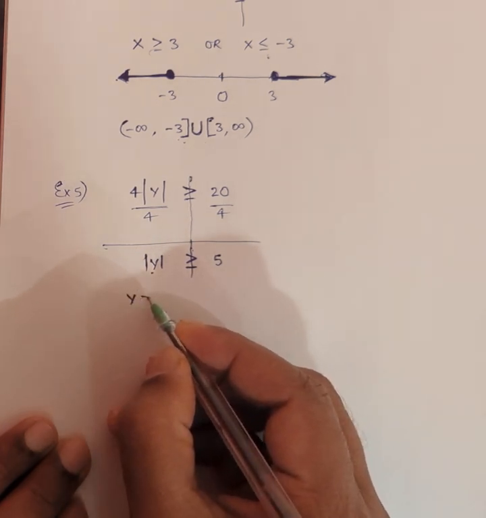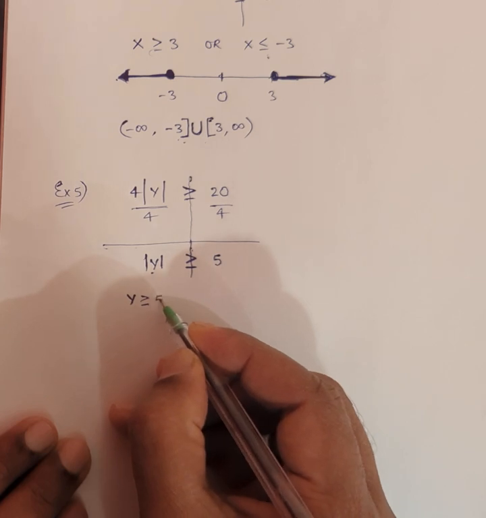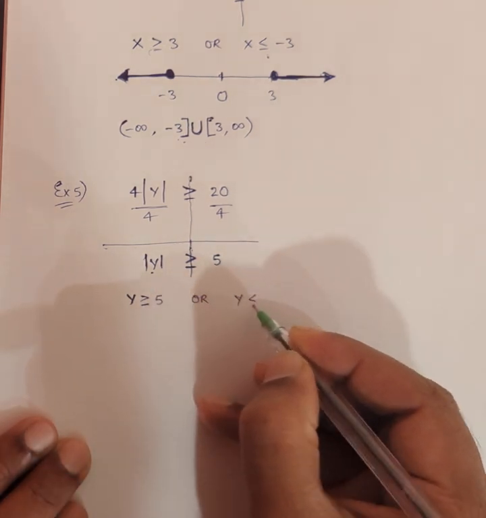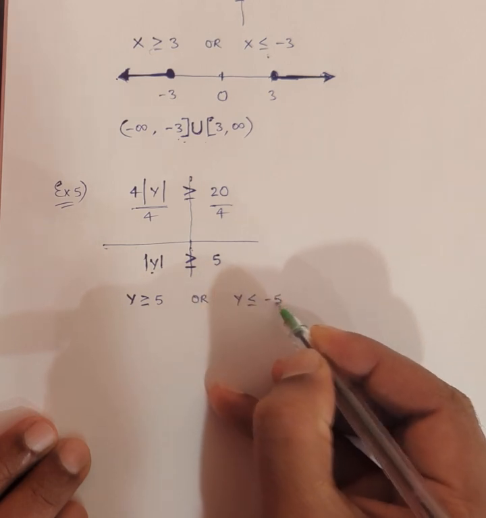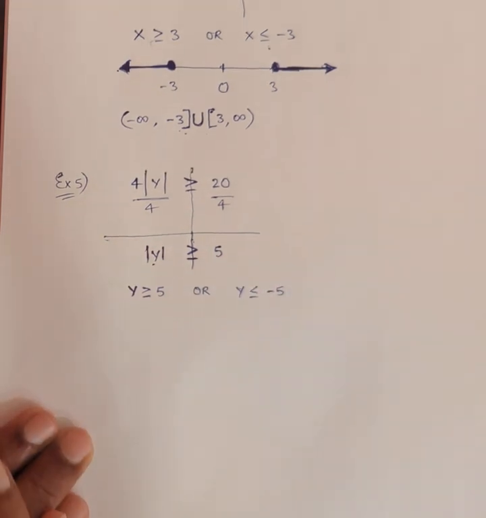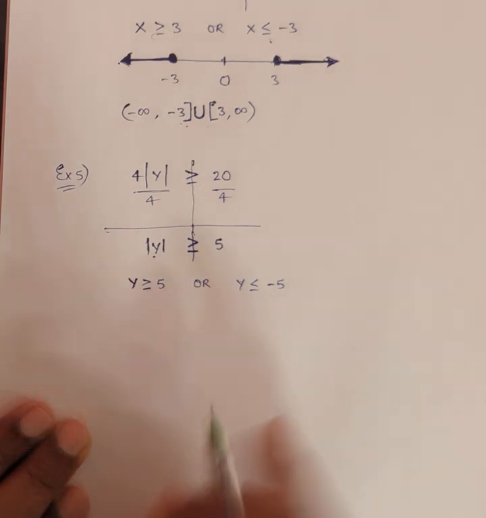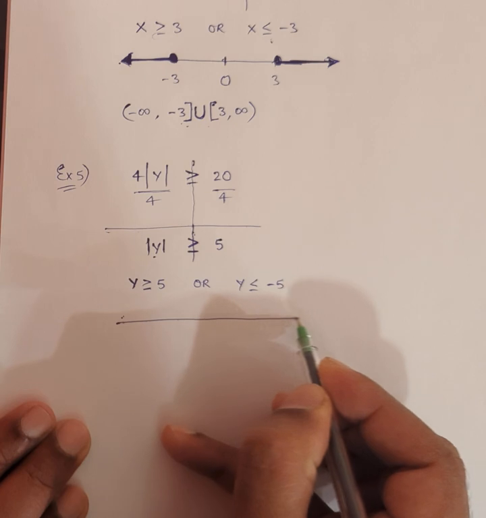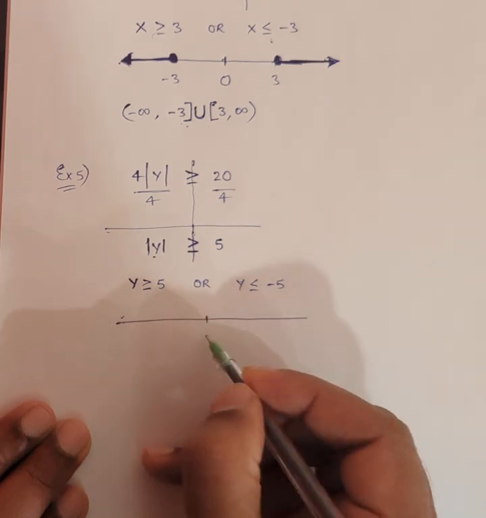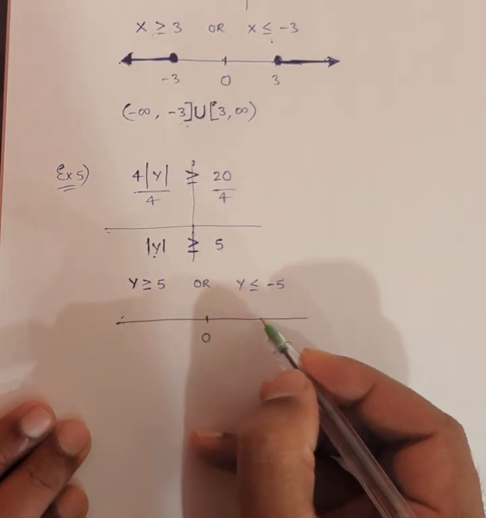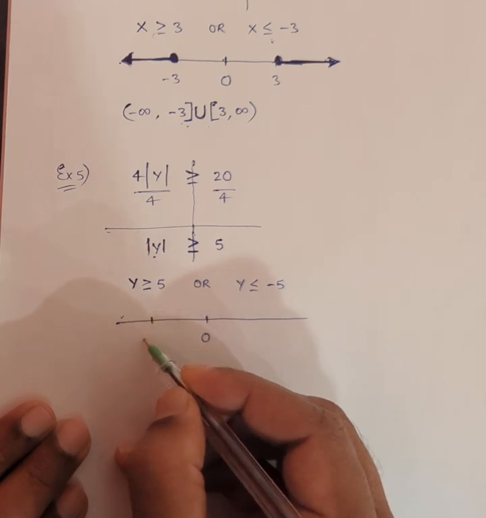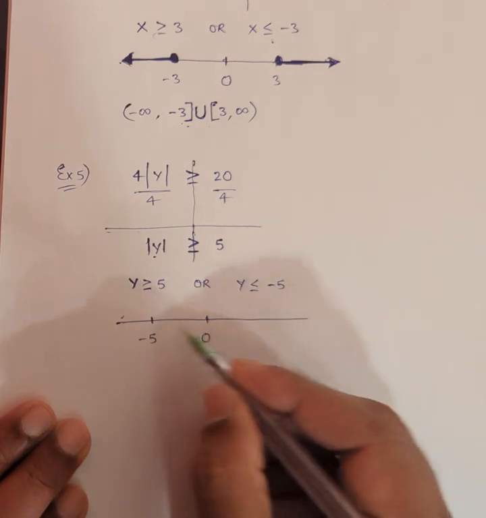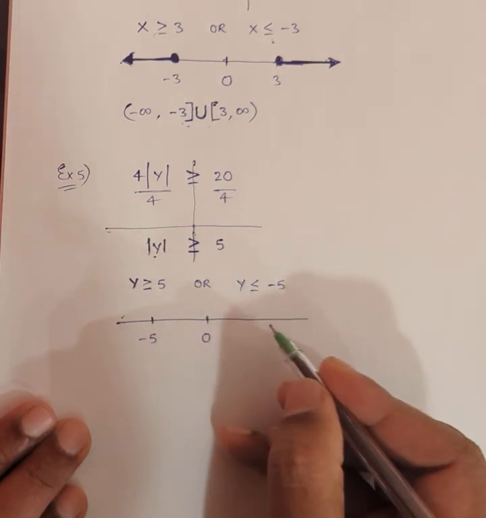So it has two parts. The first is y is greater than or equal to 5, and the second is y less than or equal to negative 5. So be sure to write both parts and then graph them. Graph your solution. So mark 0 somewhere on the number line. Then negative 5 is 5 units to the left of 0.